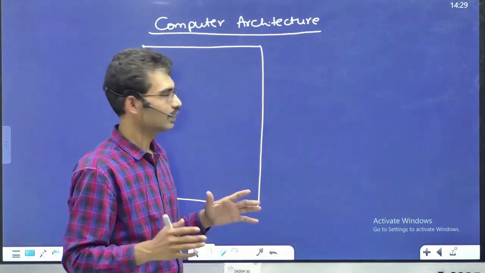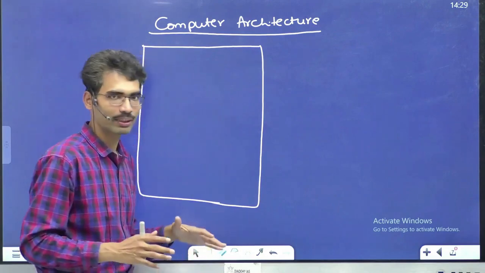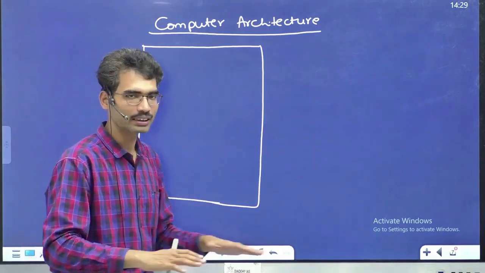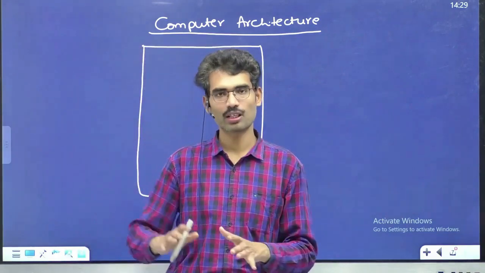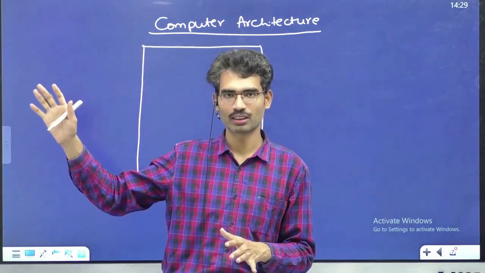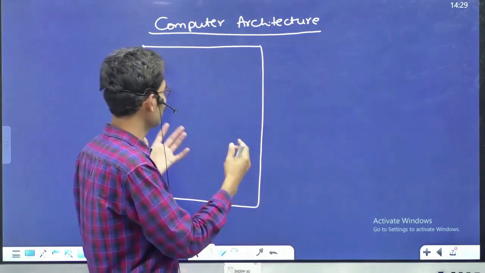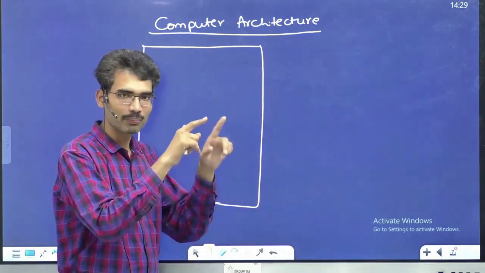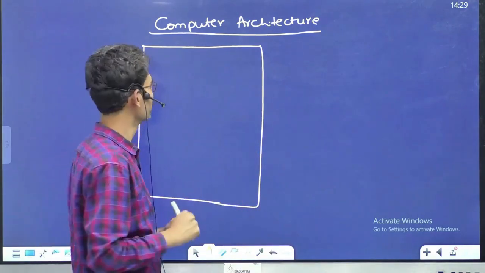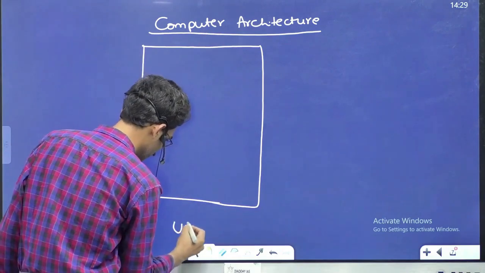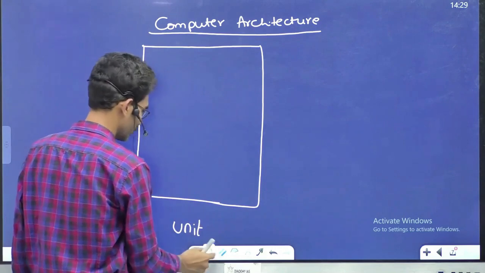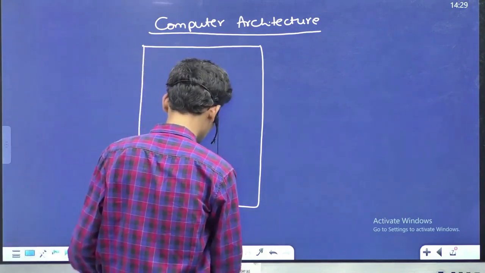Whatever may be the computer, these are very fundamental. This is the architecture of computer. Whether it is a laptop, desktop, mainframe, supercomputer, only the power will change, but the basic architecture is going to be the same. This we call a unit.